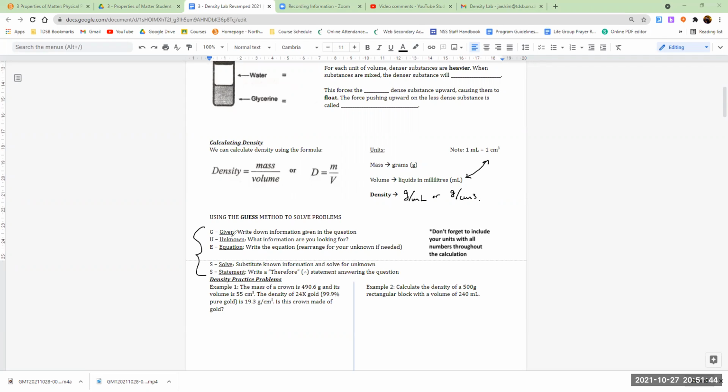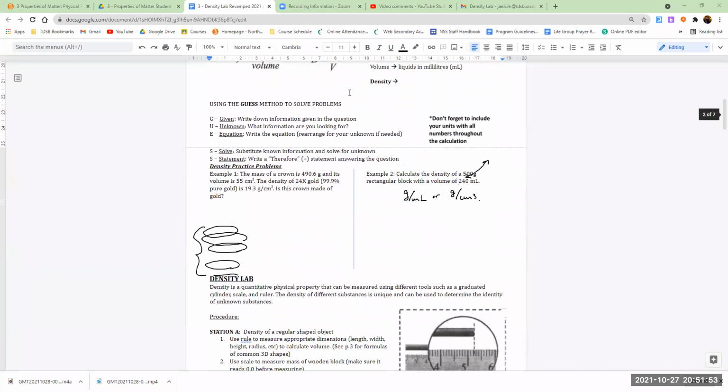I need everyone to write down the givens, write down unknowns, equations, and then solve and give me a therefore statement. Let's see what that looks like in practice.